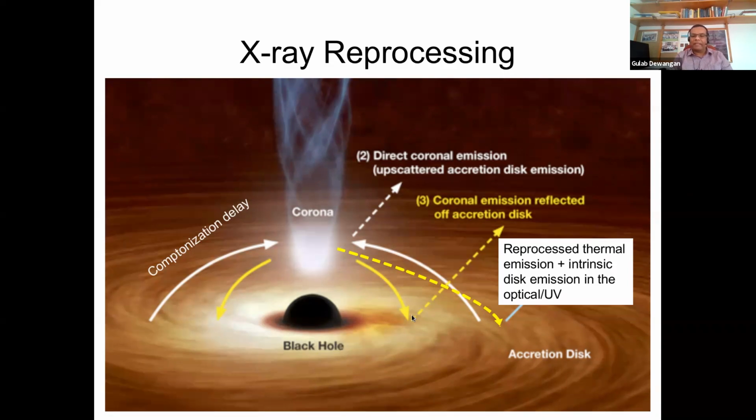Apart from the reflection, some fraction is also absorbed by the accretion disk, and that absorbed X-ray emission is thermalized. Therefore, the disk temperature may get enhanced a little bit and then re-radiated in the optical ultraviolet radiation, which we call the reprocessed thermal emission. And of course, the disk will emit the intrinsic emission. So whatever we observe is the result of intrinsic emission from the disk and the reprocessed X-ray emission in the optical ultraviolet region.